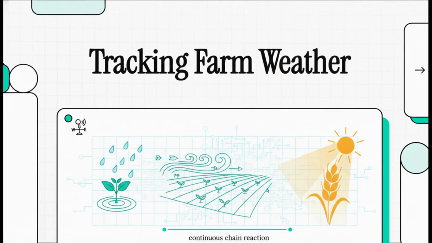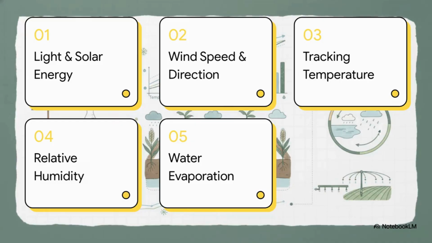So to really master agricultural science, we've got to learn how to decode the language of the atmosphere. Let's get right into exactly how we track and quantify this invisible weather system. To really understand how this system works, we'll build it out step by step. We're going to cover 5 crucial metrics today: light and solar energy, wind speed and direction, tracking atmospheric temperature, calculating relative humidity, and finally, measuring water evaporation.